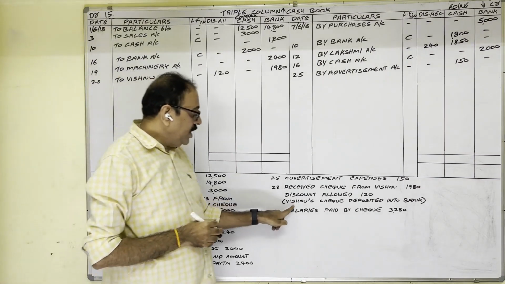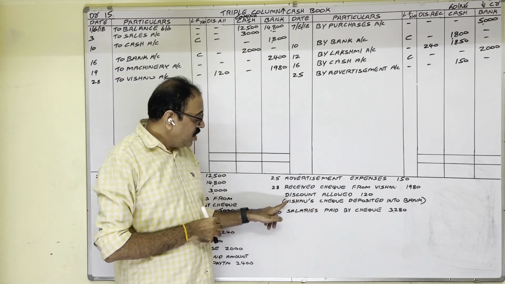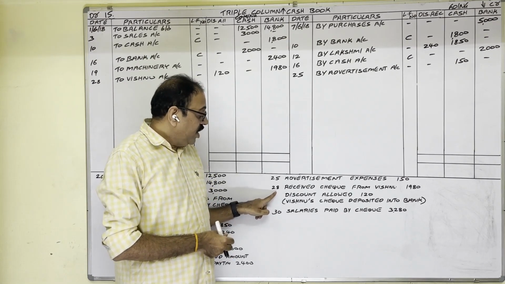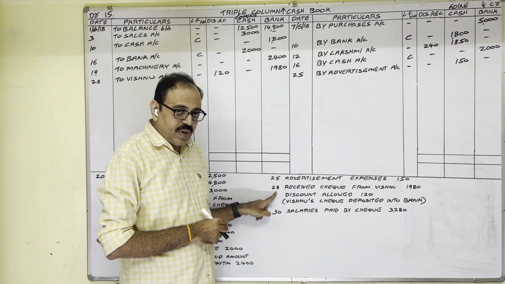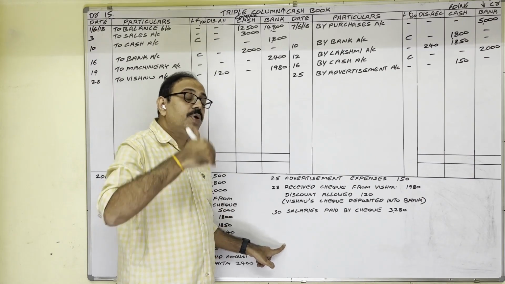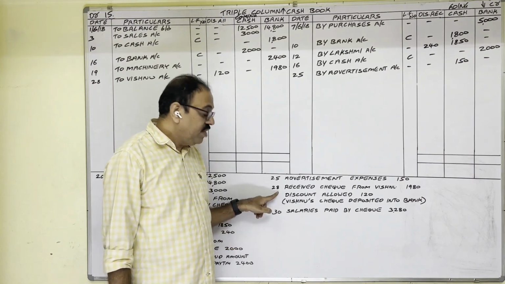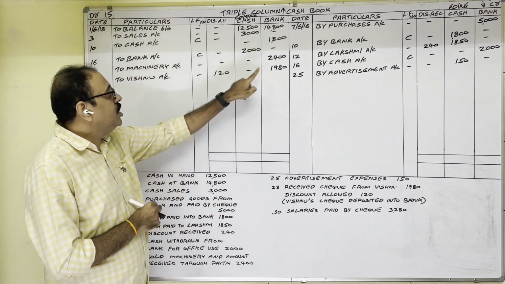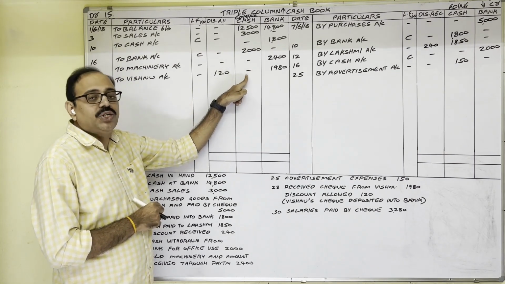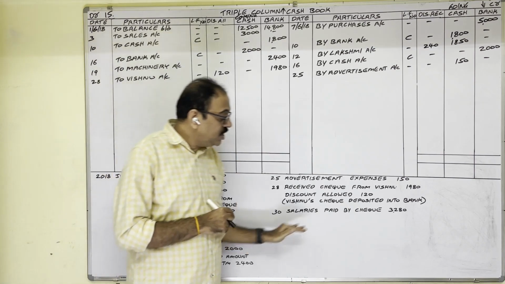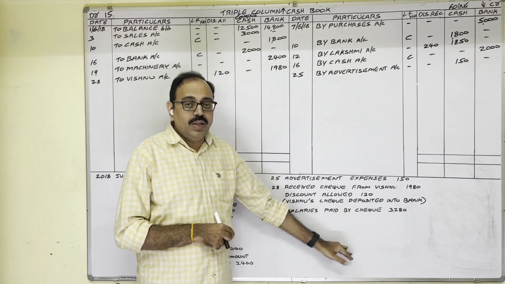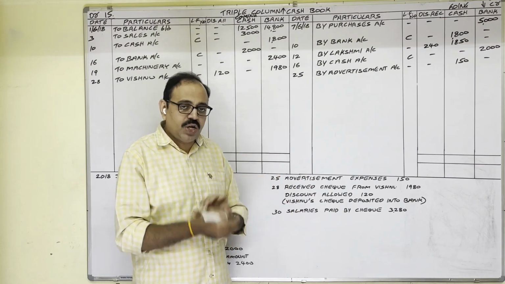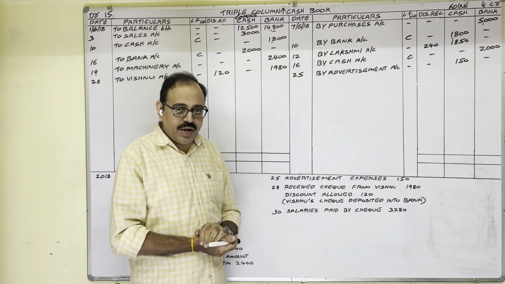Suppose this bracket information is not given. He has not given that Vishnu's check was deposited to the bank. Then how to do it? On 28th date we got a check, and on another day we deposited that check into the bank. So when we received the check, we should assume that we received cash. In that case, instead of the bank column, we have to write in the cash column. And when the check is deposited into the bank on another day, on that day we should assume that cash is deposited into the bank. Cash deposited into bank means it becomes a contra. So we should write the contra entry on that day.